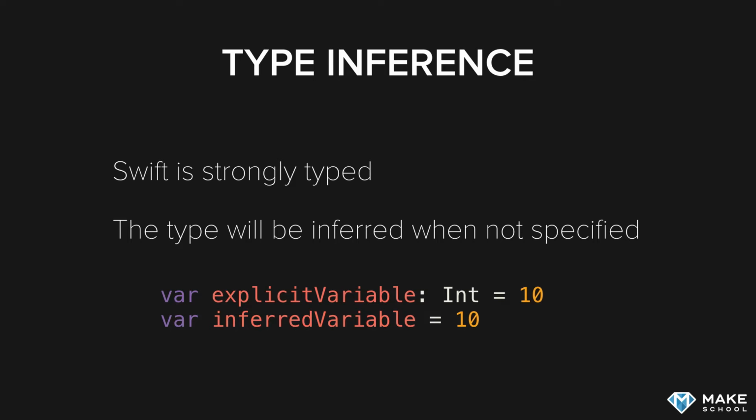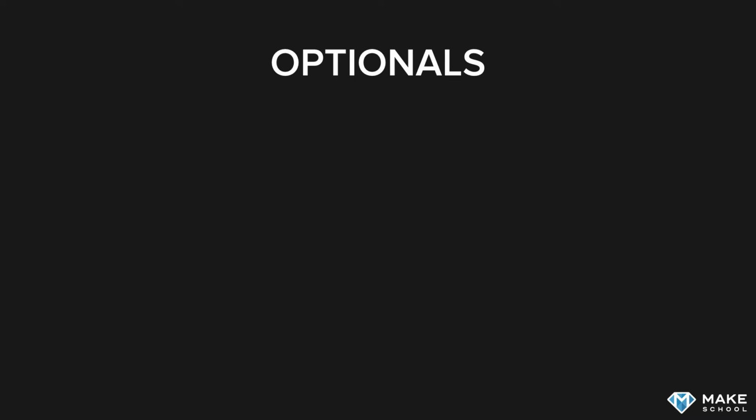But what if we really wanted it to be a double? Then giving an initial value of 10 wouldn't be enough. We would have to say var explicitVariable2Double: Double = 10. This tells the compiler that despite the initial value looking like an integer, we want it to be treated as a double. Swift also has this really weird concept of optionals.